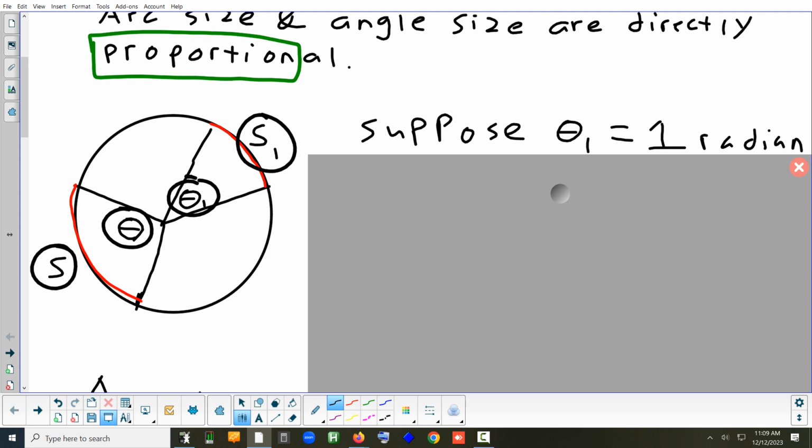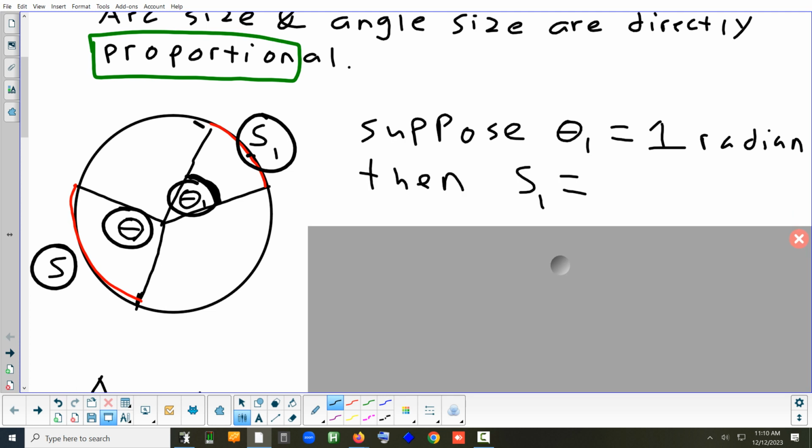If this angle from here to here is 1 radian, then something special happens to this arc. Does anybody remember from yesterday? If you have an angle of 1 radian, then this arc is the same length as something else automatically. The radius. And that's the fact that we're going to use. So if your angle is 1 radian, then your arc is automatically equal to the radius.